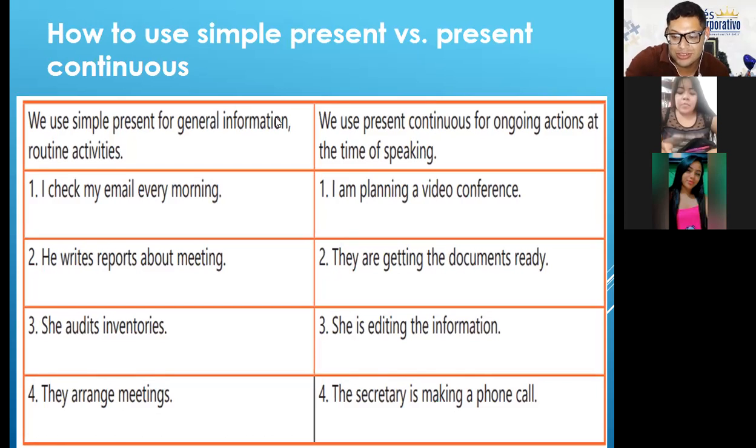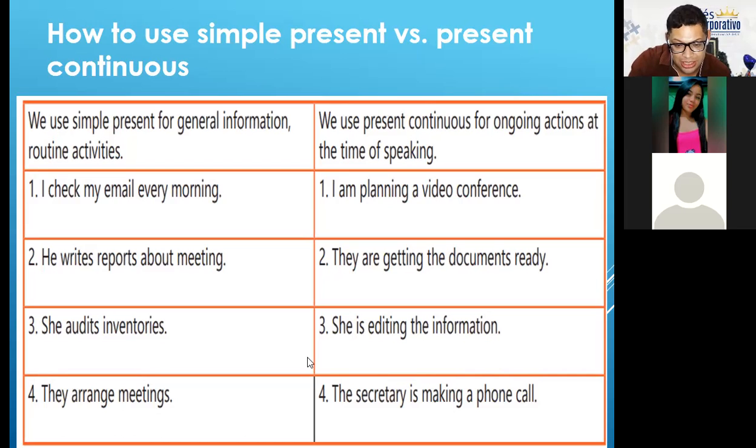El present continuous ya nos indica acciones que están temporales o breves. Por ejemplo, I am planning a video conference. Estoy planeándolo. They are getting the documents ready. Están listando los documentos. She's editing the information. The secretary is making a phone call. Estas acciones son un poquito más temporales, a diferencia del present simple.